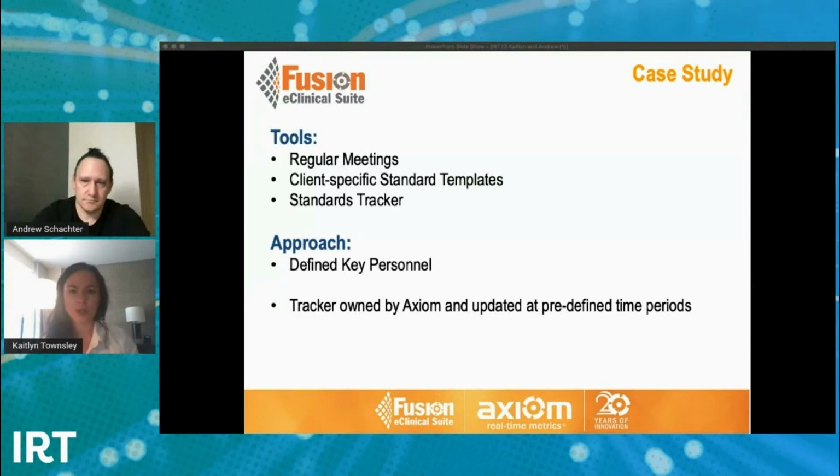So in terms of how we went about doing this, we had regular meetings set up with the standards team that was defined. I'm going to touch on the standards team in a moment. We have client-specific standard templates that were developed, and then our tracker for the standards. In the standards tracker, we also note all of the studies moving forward to make sure they're aligned with the standards as well.